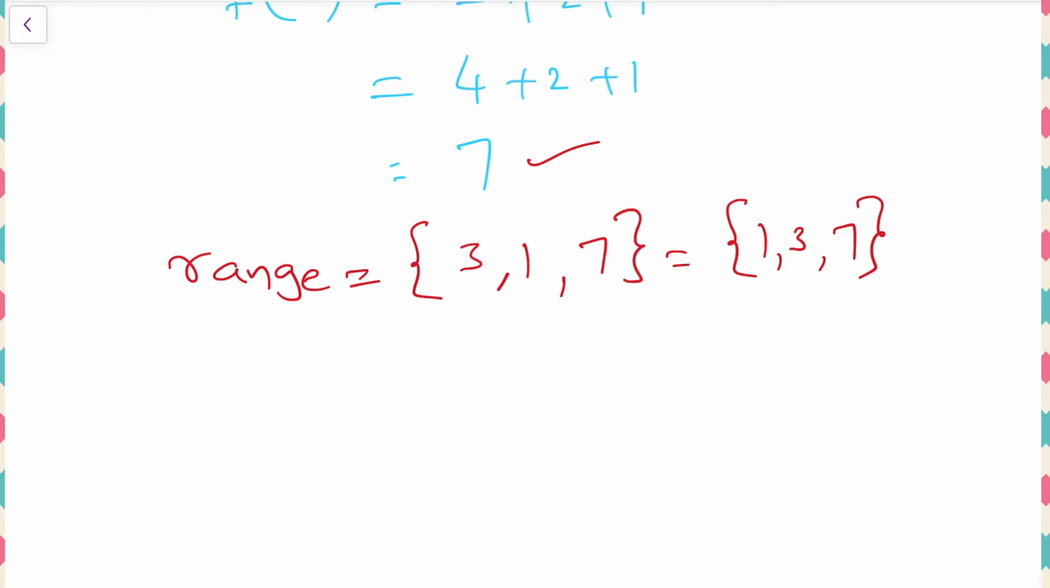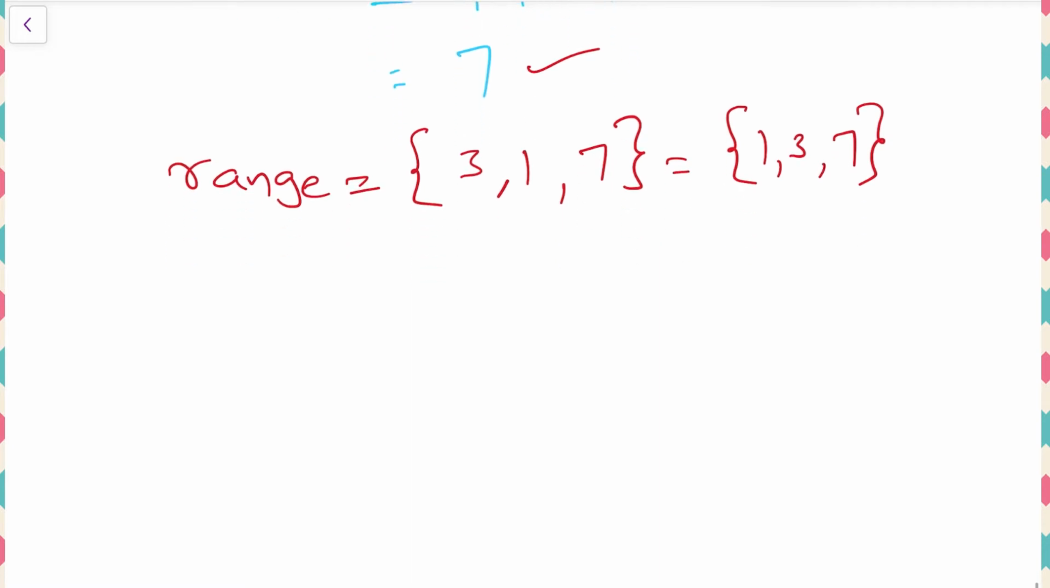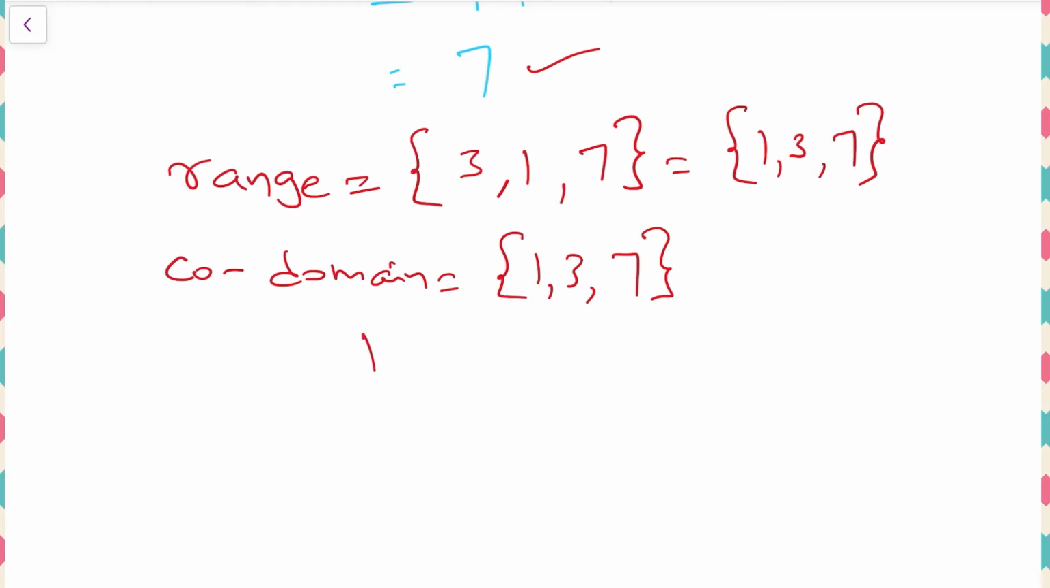In the question he clearly mentioned that this function is a surjection. So surjection is nothing but codomain and range both are equal to each other. So range is 1, 3, 7 means codomain also is 1 comma 3 comma 7 only. Codomain is nothing but set B. So set B is equals to 1, 3, 7.